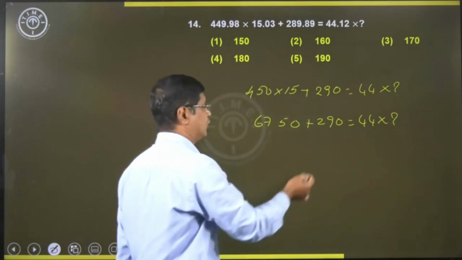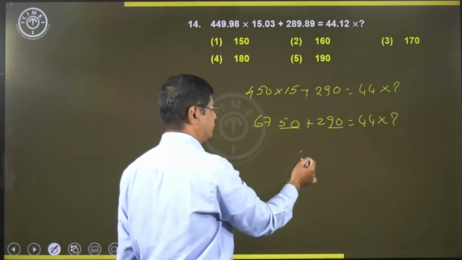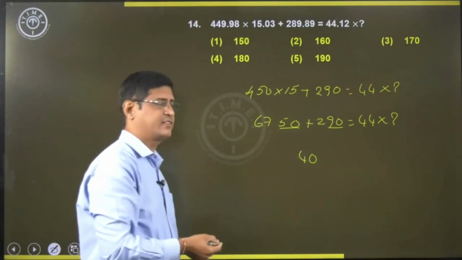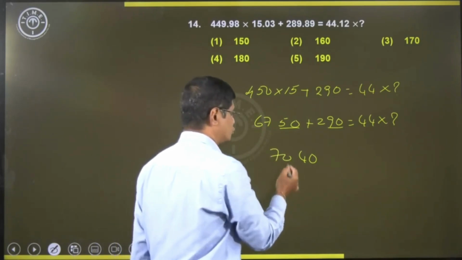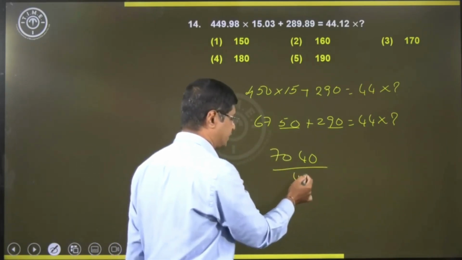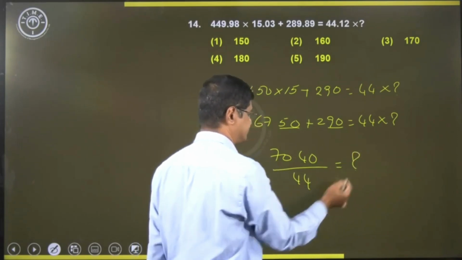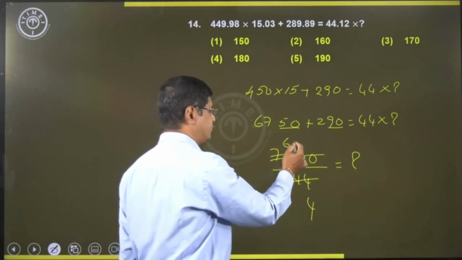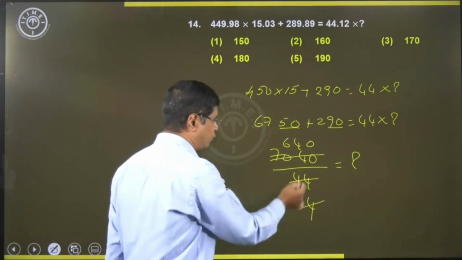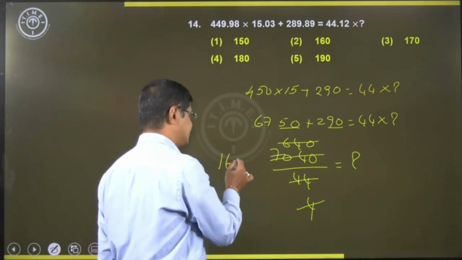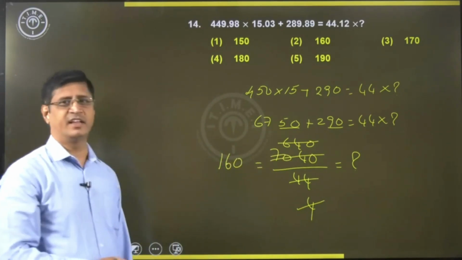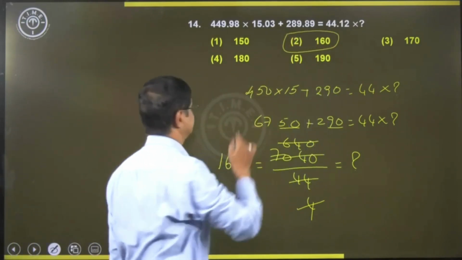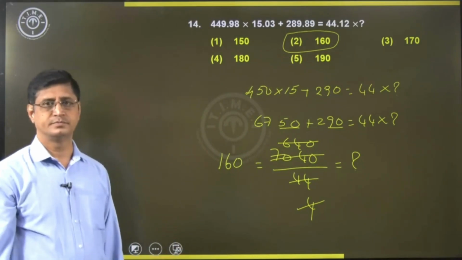How much is the sum of these values? 90 and 50 is 140. 1 plus 2 is 3, 3 plus 67 is 70. So 7040 by 44 is equal to question mark. 11 goes exactly 4 times. 11 here, 64 times. What about 4 in 64? 160 times. Now what is the result? 160 is the result. Choice 2 is the right answer. Option 2, that is 160.